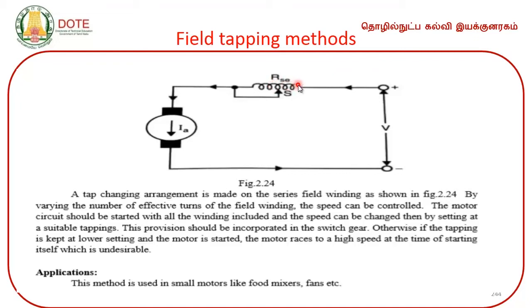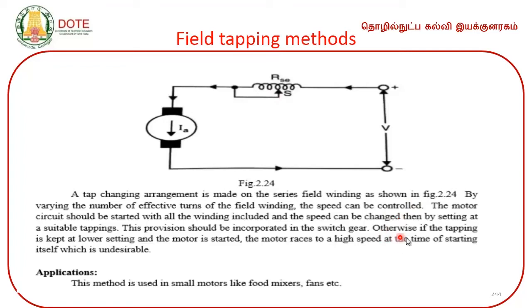Now, if the number of turns is minimum, then what happens? The current passing through this will be more. If the turns are more, then the current will be less and vice versa. So, when the current is more, what happens to the magnetic flux? The magnetic flux will also be more, which will have an impact on the speed of rotation of the motor. We have already seen this.